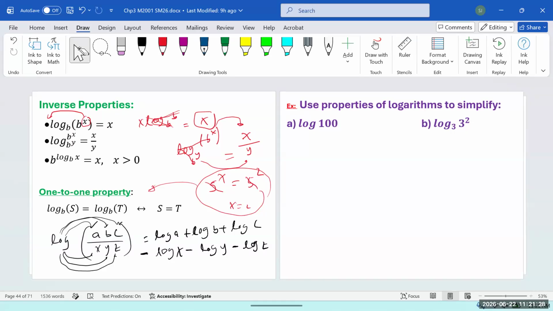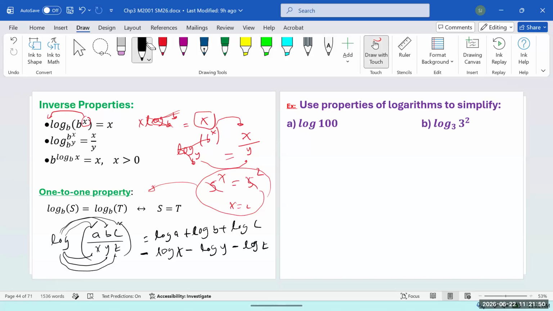Now we have a log machine. In this machine, we are putting in 100. How much is the log going to give us back? That's the result we want to see. So we want to get a whole number, a number without log. Now this log doesn't have any base, right?